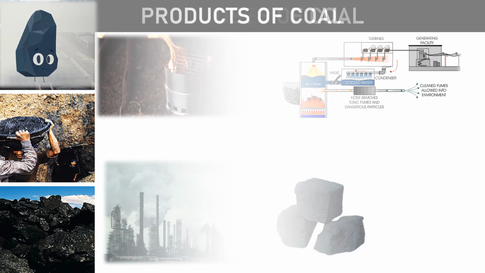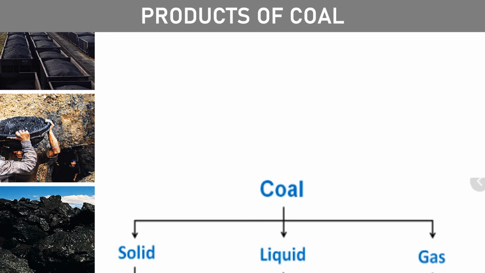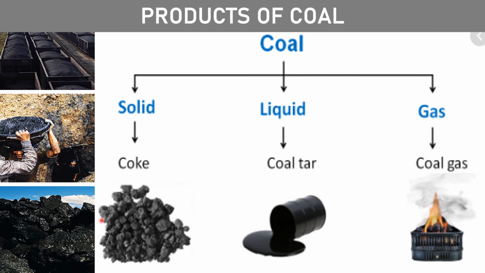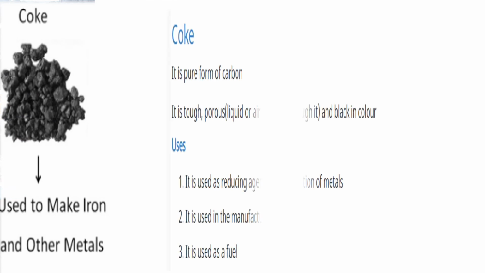Now let us discuss the products of coal. The different products that are obtained from coal are: the solid form of coal product is coke, the liquid form of coal product is coal tar, and the gaseous form of coal product is coal gas. Let us discuss each of these products in detail. First, let us discuss coke.